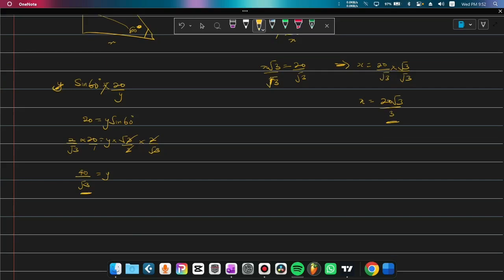I can't leave my answer like this. I still have to rationalize. So I'm going to be having 40 over root 3 times root 3 over root 3 is equal to y, which leads me to y is equal to 40 root 3 over root 3 times root 3, which is root 9, which becomes 3. And this is our final answer.